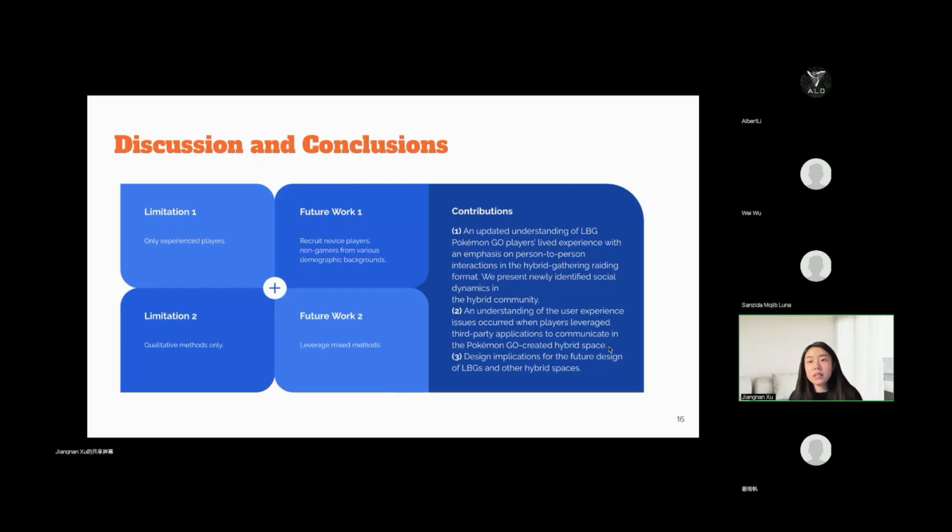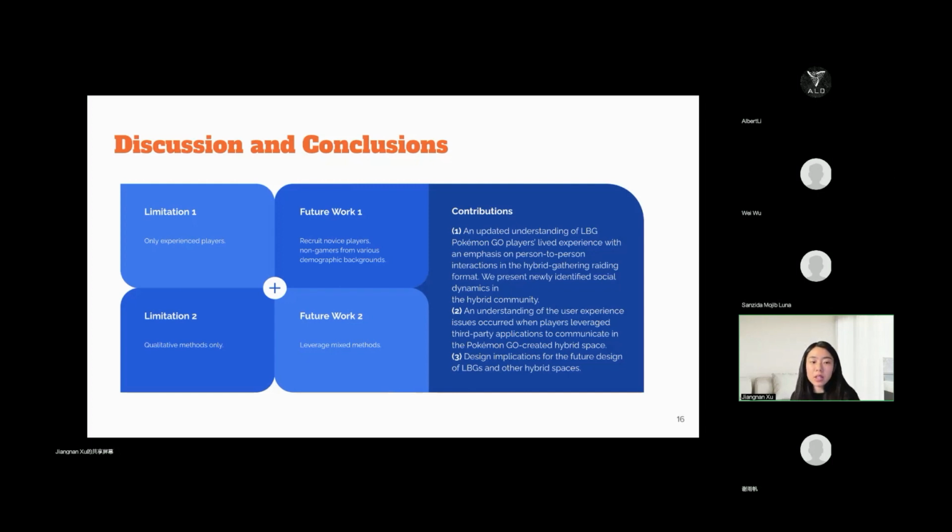Okay, so lastly, we want to discuss the discussion and conclusions. We have two limitations of our work. First, we only recruited very experienced players. So in future work, we want to recruit more new players or even non-players from various demographic backgrounds. For example, it is very interesting to know how non-players understand those location-based games in a hybrid space.